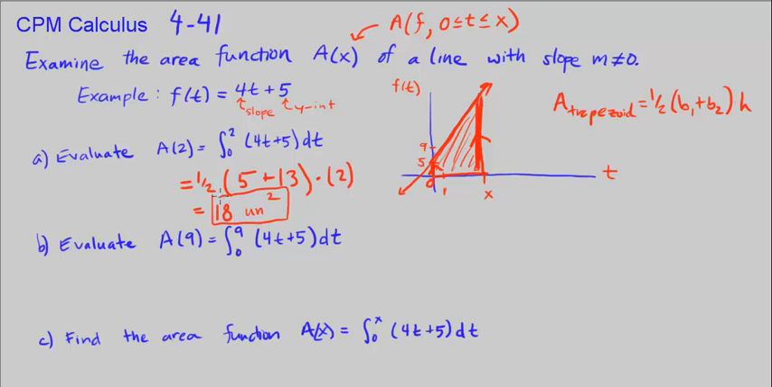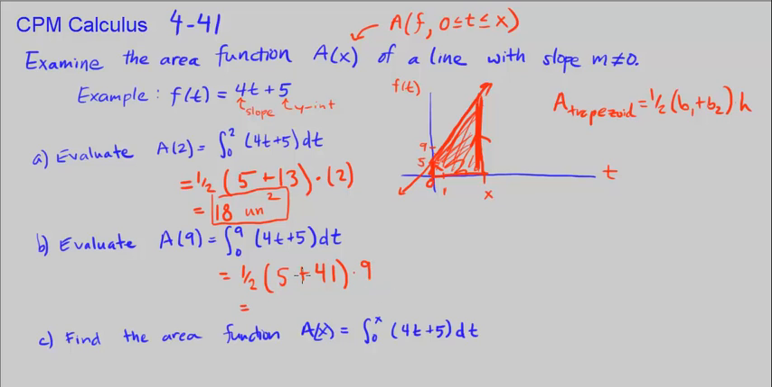Okay, let's go on to part B. Part B is asking us to evaluate the area from 0 to 9 under this function. Now we're going from 0 to 9. It's still going to have the shape of a trapezoid. So it's going to be 1/2 times the base at 0. When we plug in 0 into t, we get 4 times 0 plus 5, which is 5. Plus we plug in 9 into t, we get 9 times 4 is 36, plus 5 is 41, times the height, which is the distance between 0 and 9, and that's 9, right?